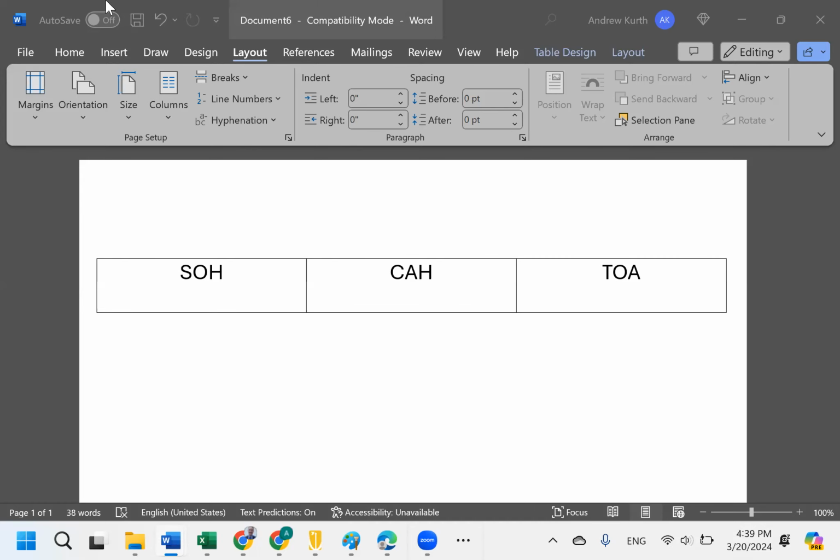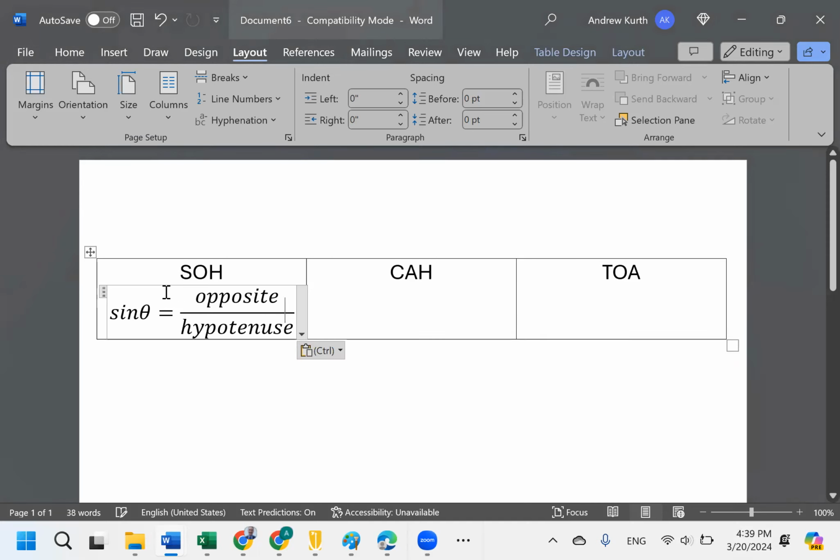In geometry, you guys learned SOH CAH TOA, and you need to remember what those stand for in trigonometry. So the SOH is the sine of some angle. This is the Greek letter theta for an angle. The sine of theta equals the opposite over hypotenuse.